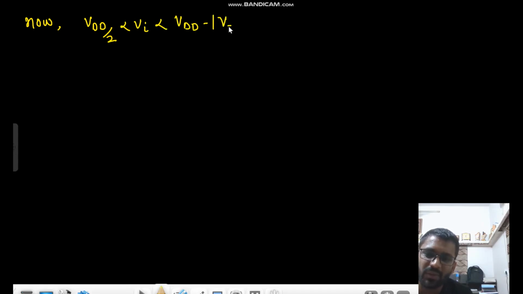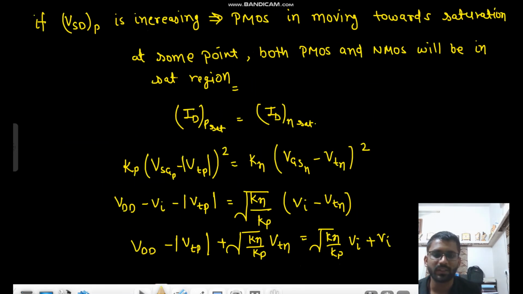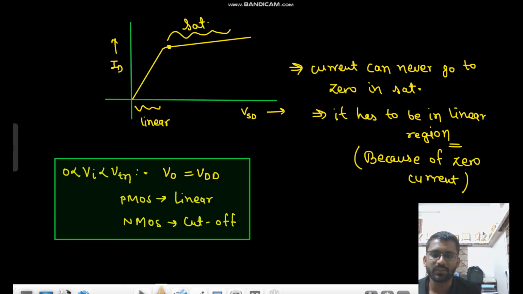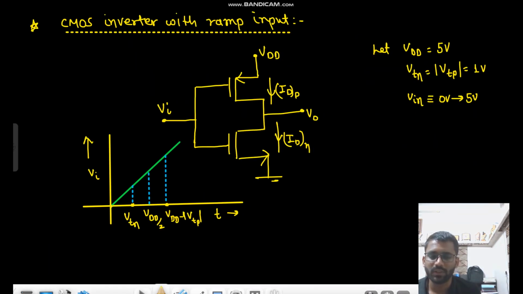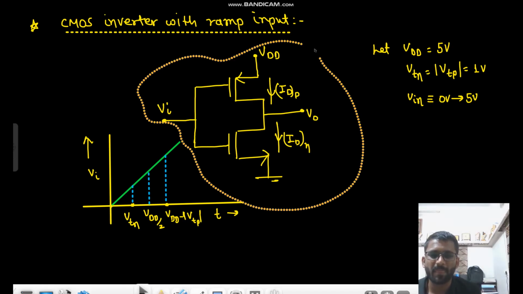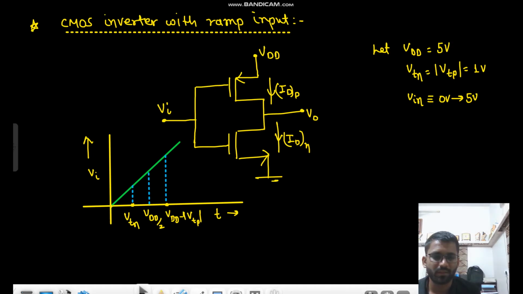So now your Vin is greater than VDD by 2, but lesser than VDD minus mode of VTP. I am not going to the inverter circuit again and again, but I hope you are understanding it. I think we don't need to draw the circuit again and again. For this one, because it is too long, I guess I should redraw it now.